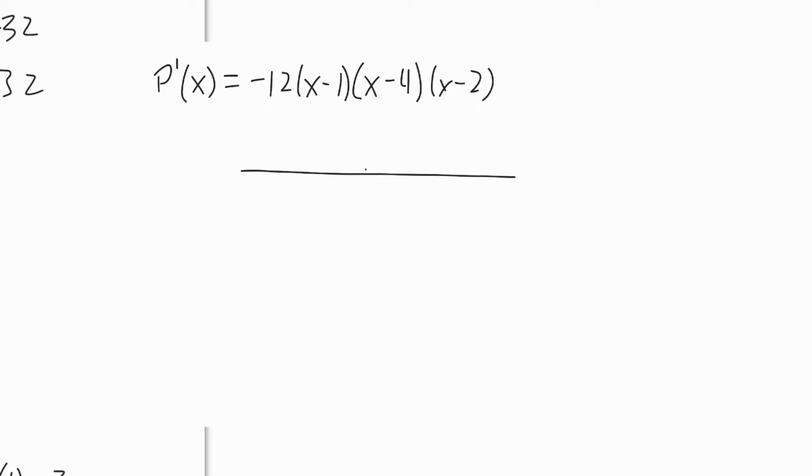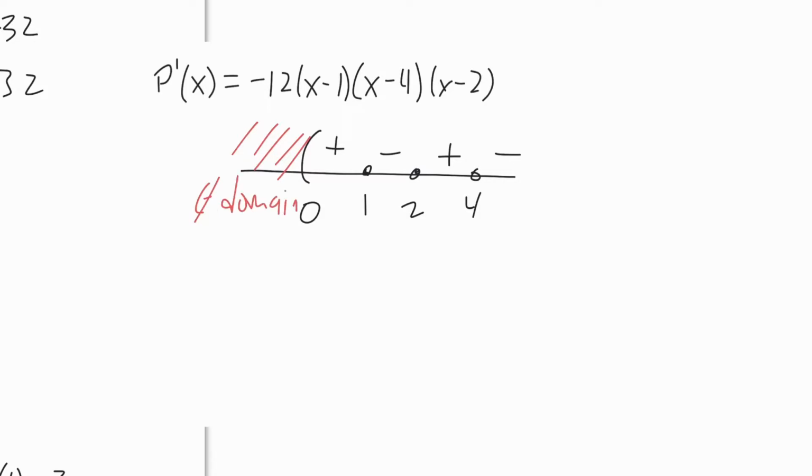So we've got 1, 2, and 4. Pick a number bigger than 4, say 10. We're going to get negative because of that negative 12. Positive, negative, positive. Now clearly we can't have anything less than 0, so all this stuff over here is not going to be in the domain. Couldn't produce negative amounts of candy.